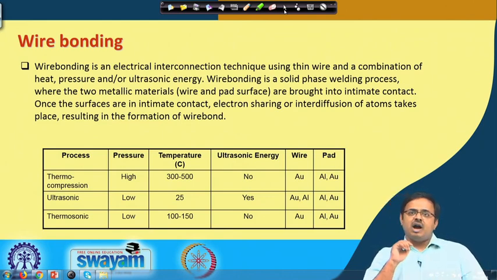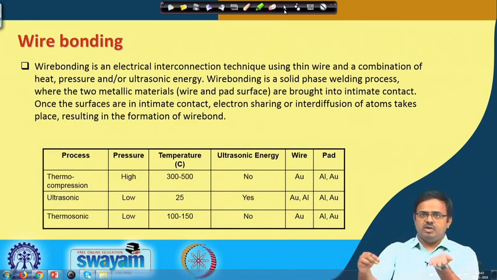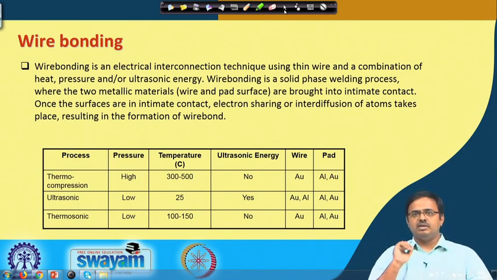So, the next question is, how do you do this? Let us say I have some means of drawing the wire from the connection point on this chip to the lead or the interconnection point on the pad. Then how does this interdiffusion of atoms take place? That is where the combination of heat, pressure or ultrasonic energy comes in. Depending on the process used, it can be a combination of all these.